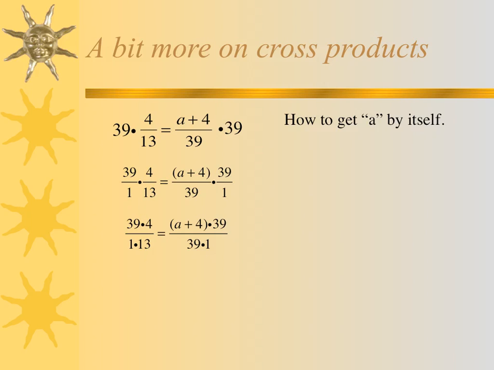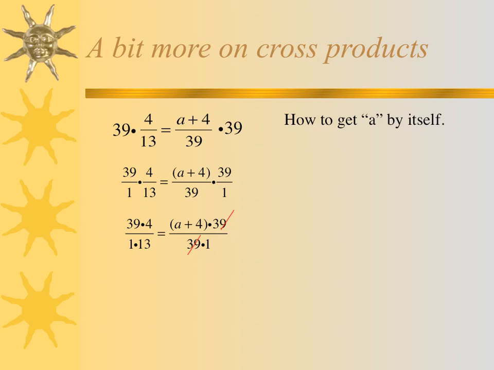Now it might be tempting at this point to apply the distributive property, to take that 39 that's outside the parentheses of a plus 4 and distribute it. But here's what I notice. We have a fraction that has a common factor in the top and the bottom. There's a 39 in both the top and the bottom of this fraction. So those 39s on the top and the bottom are going to cancel each other out. 39 over 39 is just 1.